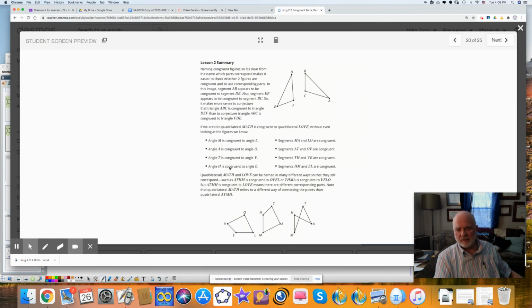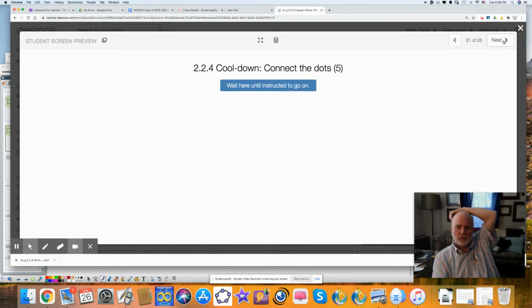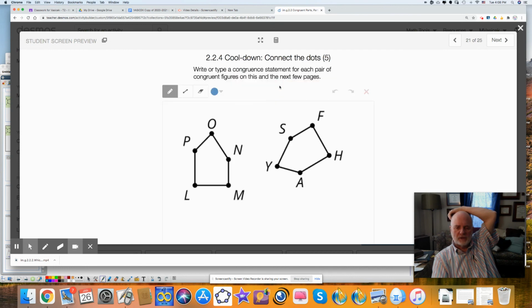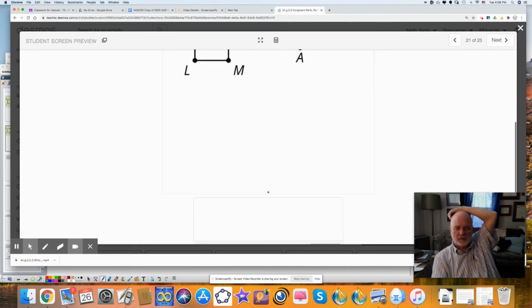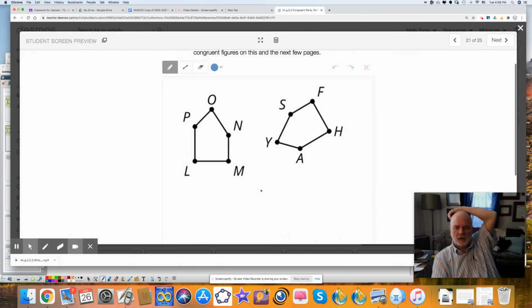And here's the thing. For instance, the two figures here, notice you don't zigzag when you name them. Please read through this. On the cool down, we have to connect the dots. And you can write the congruent statement here, or you can type it in the block below.